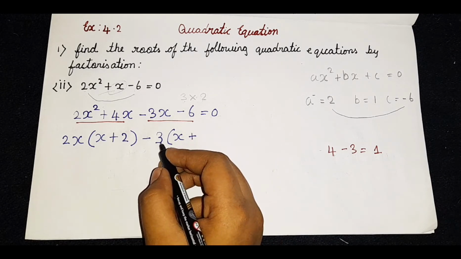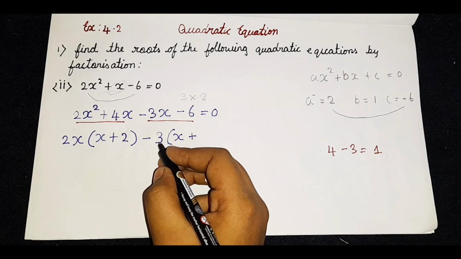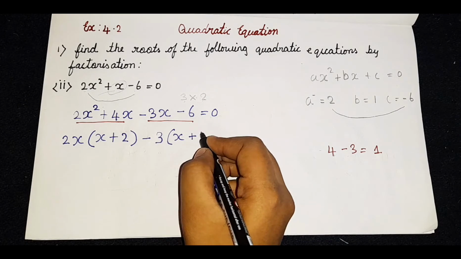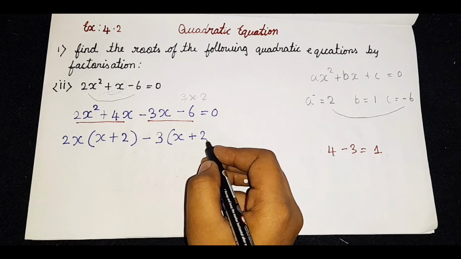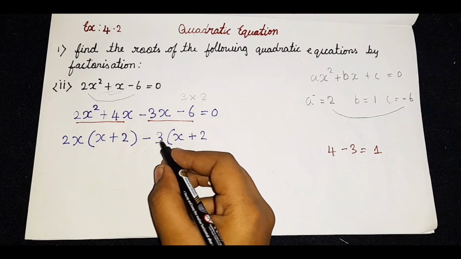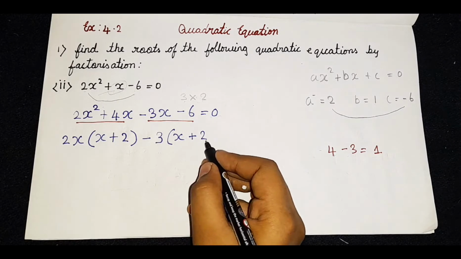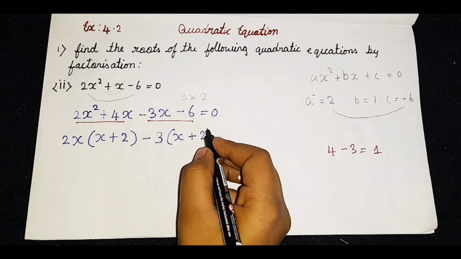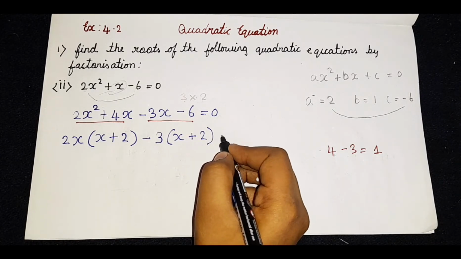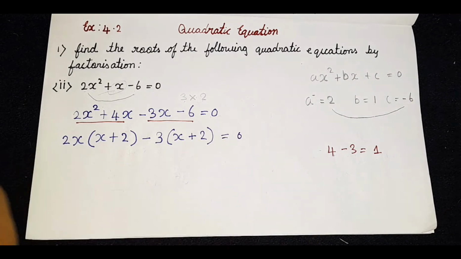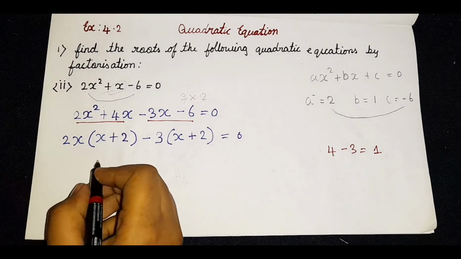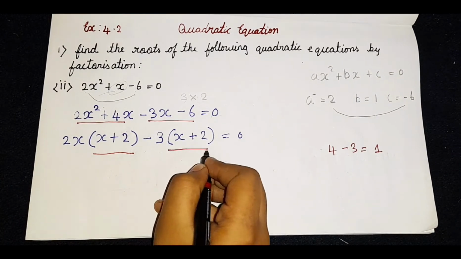Already we have 3 outside. Okay, remember that already we have 3 outside, so we can just write 2. Why? Because 3 into 2 is 6. So minus 3 into plus 2 is minus 6. We got the above value. Alright, now is equal to 0. So here which one is common? So here also we have common, that is x plus 2, and here also we have x plus 2.